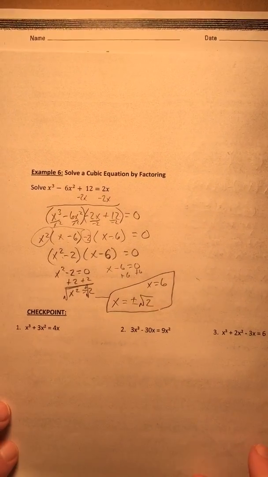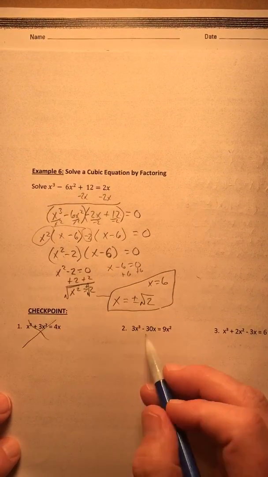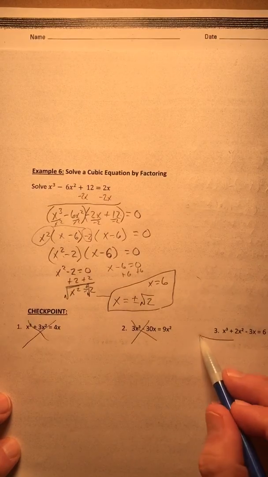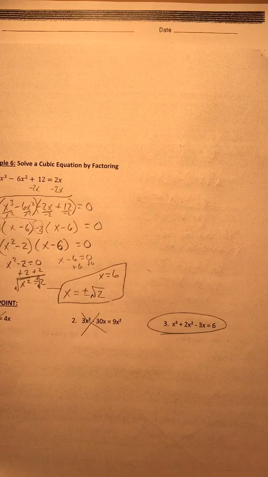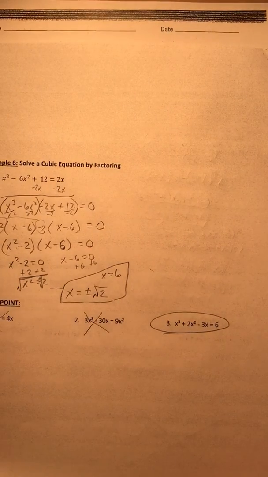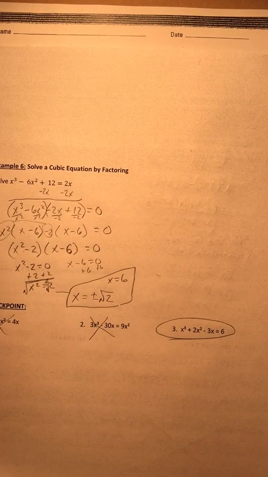So you're not going to do the first one. You're not going to do the second one. Just do the third one in your checkpoint. Just do that third one. It's just like the example we just did. And then I will send you a homework assignment.